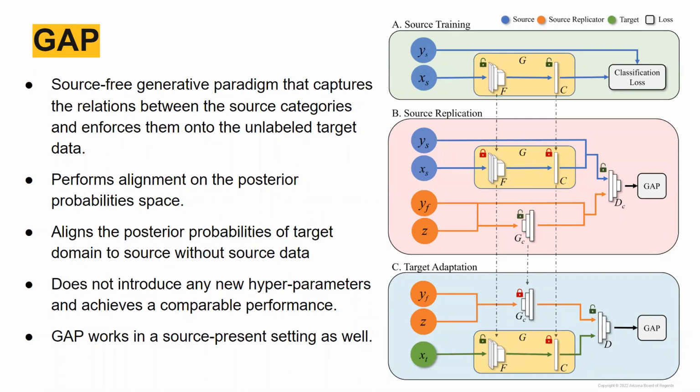Most of the existing approaches perform alignment in pixel or feature space, but GAP works in probability space. It aligns the posterior probability space of the target domain to source without any source data. One of the biggest benefits of GAP is that it does not introduce any new hyperparameters and hence does not require any additional hyperparameter tuning. Another benefit of GAP is that it can also be applied to the source present setting.